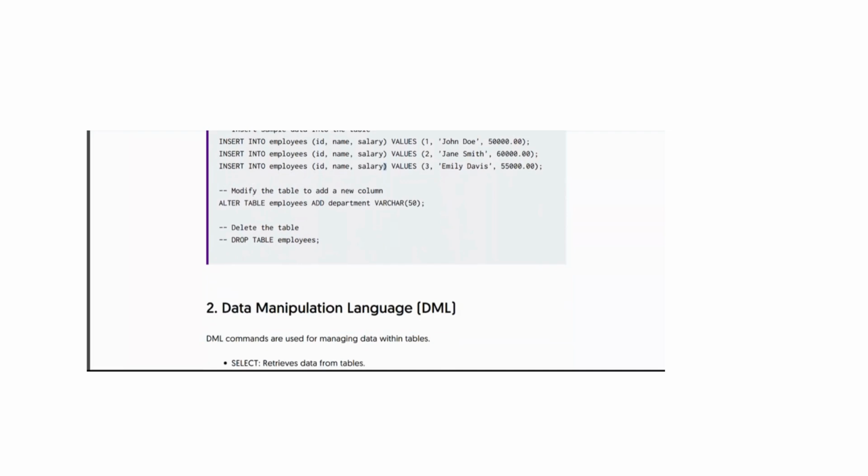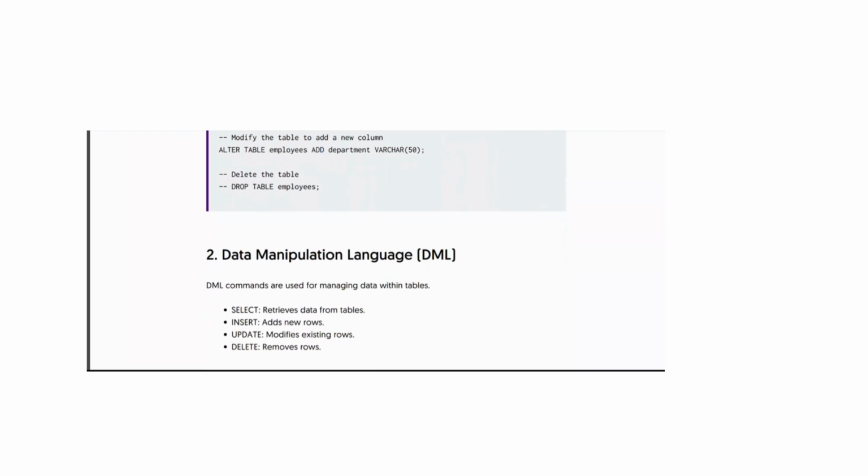The next step is to modify the table using the alter command. Using alter, you are adding a new column to the given table, which is department with varchar 50 data type. So this column will be added to the table. To delete a table, or the complete table records with schema, use the drop command.